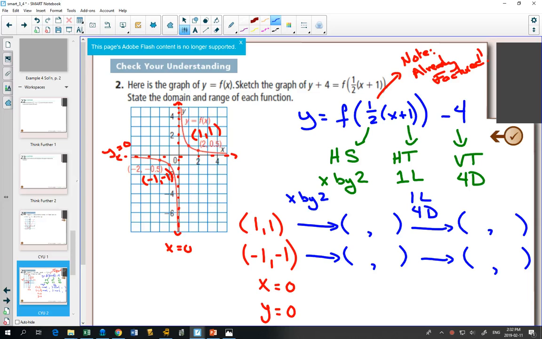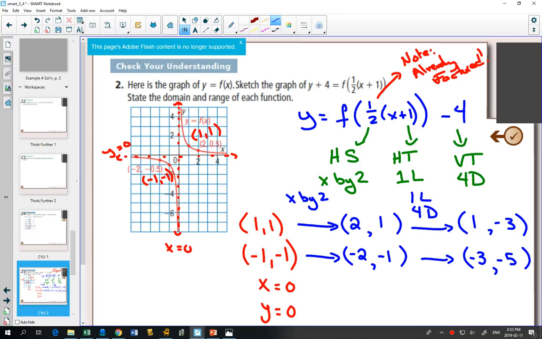So what does that mean for our points? Well, my x values get multiplied by 2, so now I'm going to have 2, 1 and -2, -1. 1 to the left, we'll subtract 1 on each of those, so that'll be go down to 1 and down to -3. And 4 down, so if I'm at 1 and I go 4 down, I'm going to go to -3. I'm at -1 and I go 4 down, I'm going to go to -5.